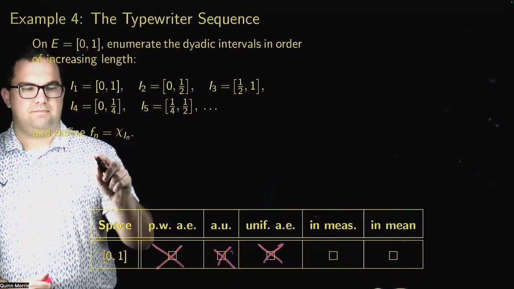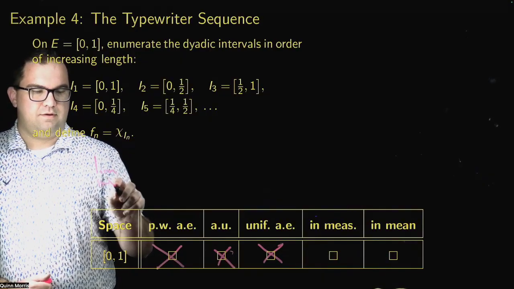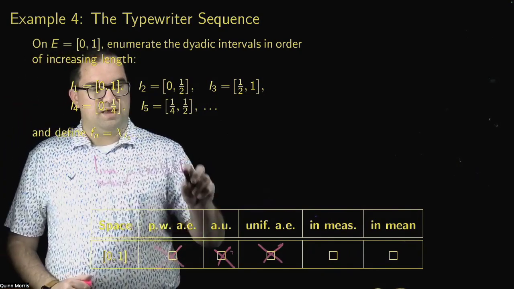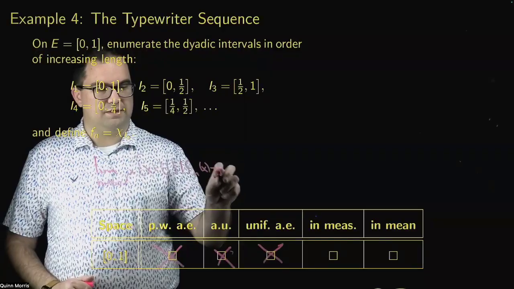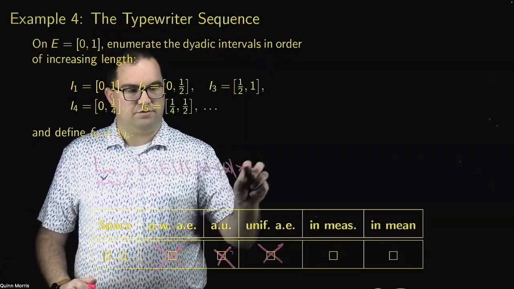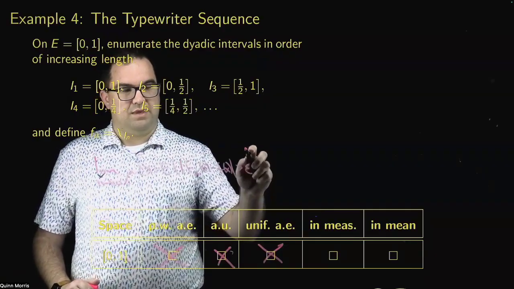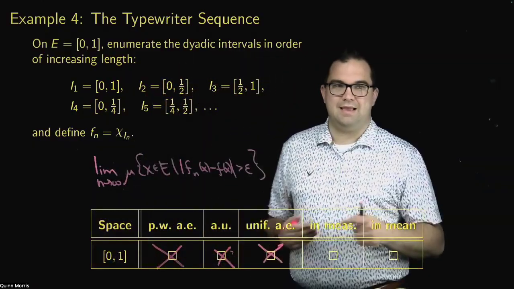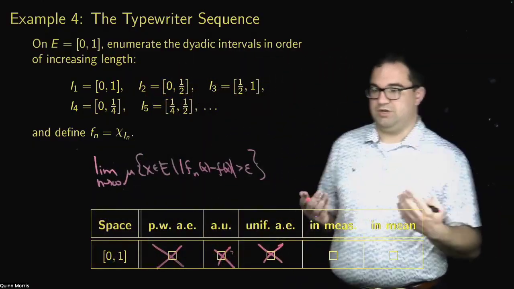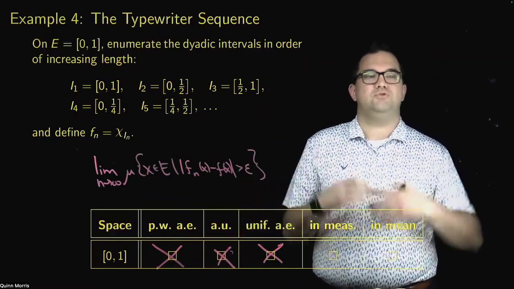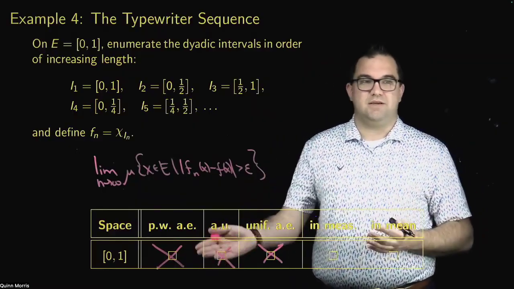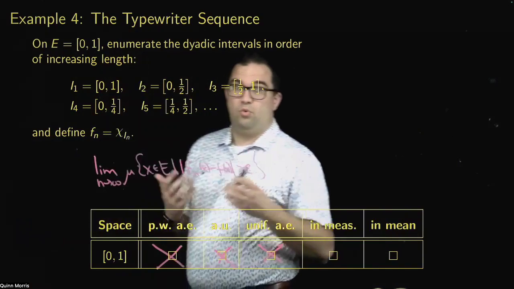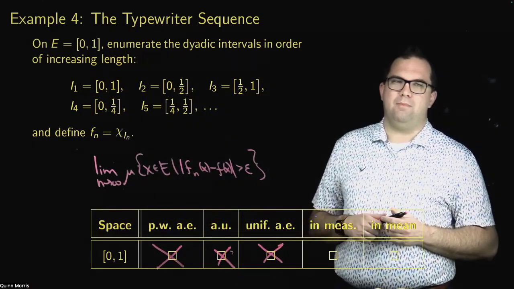If I want to think about in measure, I want to look at the limit as n goes to infinity of the measure of all x in E such that |f_n(x) - f(x)| is greater than epsilon. Here, we don't even necessarily have a candidate for the limit function yet, because it doesn't even converge pointwise. Often you use the pointwise limit, but this doesn't converge pointwise. So if I'm going to say it converges in measure, the first thing I have to ask is, well, to what?